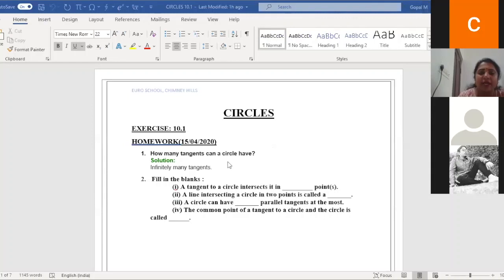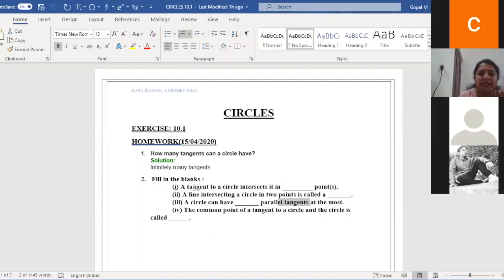How many tangents can a circle have? Infinite. Next, a tangent to a circle intersects it in dash points. One. A line intersecting a circle in two points is called a secant. A circle can have dash parallel tangents. Two. The common point of a tangent to a circle and the circle is called point of contact.